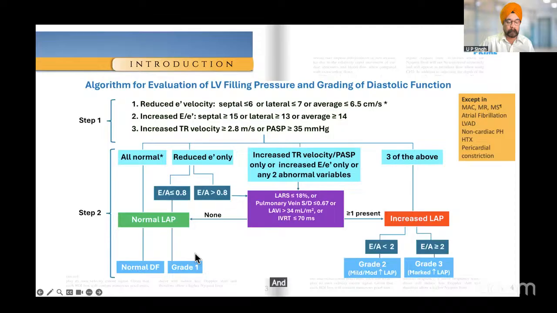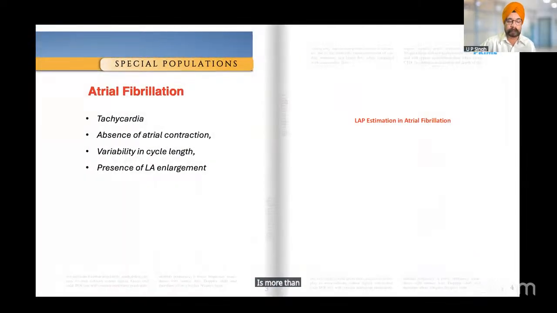And in case the patient is symptomatic, there is a grade 1 diastolic dysfunction, you can ask for an exercise test. And increased LAP can be graded into grade 2 and 3, depending on whether the E to A ratio is more than 2. Special situations: atrial fibrillation.